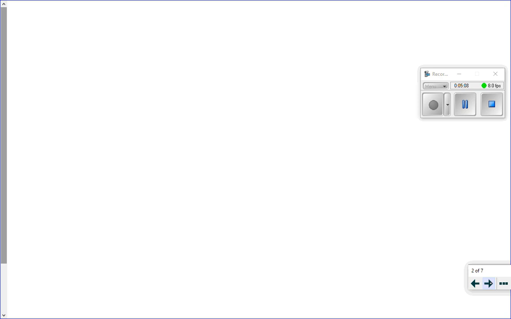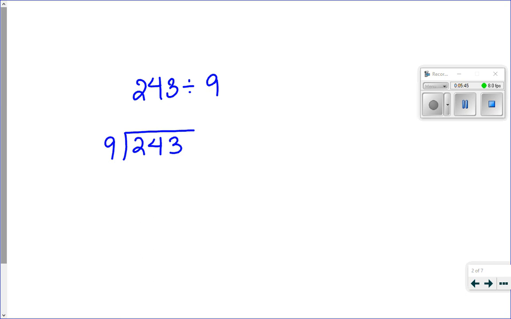I'm going to totally make a problem up here: 243 divided by, let's see, let's try 9, okay? So if you were doing this problem and you didn't have a calculator, or you're back in elementary school and you needed to just do long division, let's review what those steps would be. First of all, the number you're dividing, in this case 243, would go inside of the division symbol. And the number you're dividing by, in this case 9, would be on the outside.